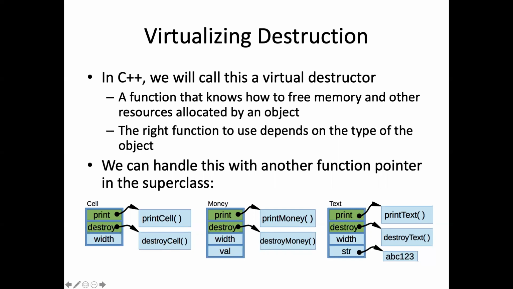So it'll be a pointer to a function that frees the memory the right way for whatever type of cell that is. For the base class cell, it can just free the object, the struct itself. Same thing for the money object. But for text, its destroy function is going to be a pointer to a function that frees the memory for the string and then frees the memory for the struct itself.